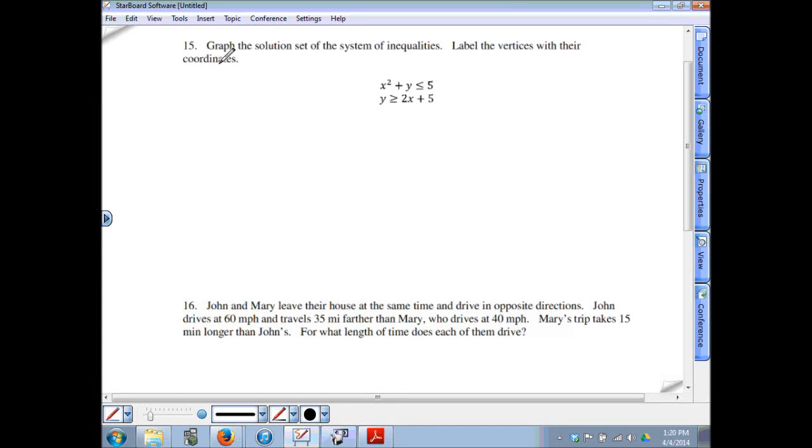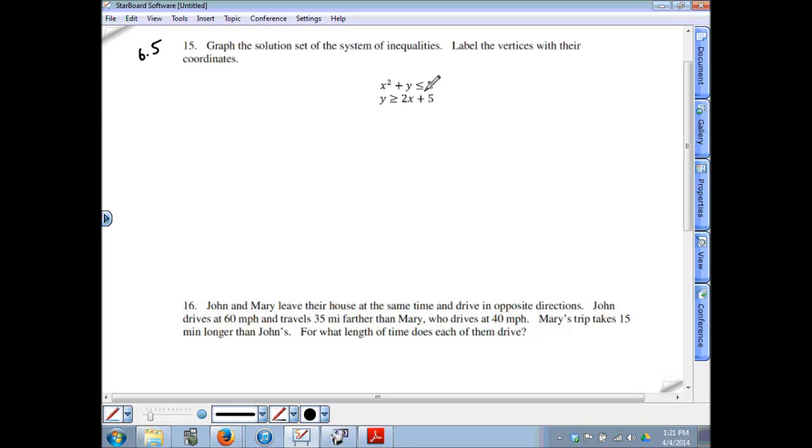Okay, this question here is from section 6.5, Systems of Inequalities. So what we're dealing with here, we have two inequalities that we're going to graph on one graph. And if you remember, inequalities have shaded areas, so what we have to figure out is where's the double shaded area. And that's what the first part of the question is asking. Label the vertices with their coordinates. That means label the coordinates of where the two graphs intersect.